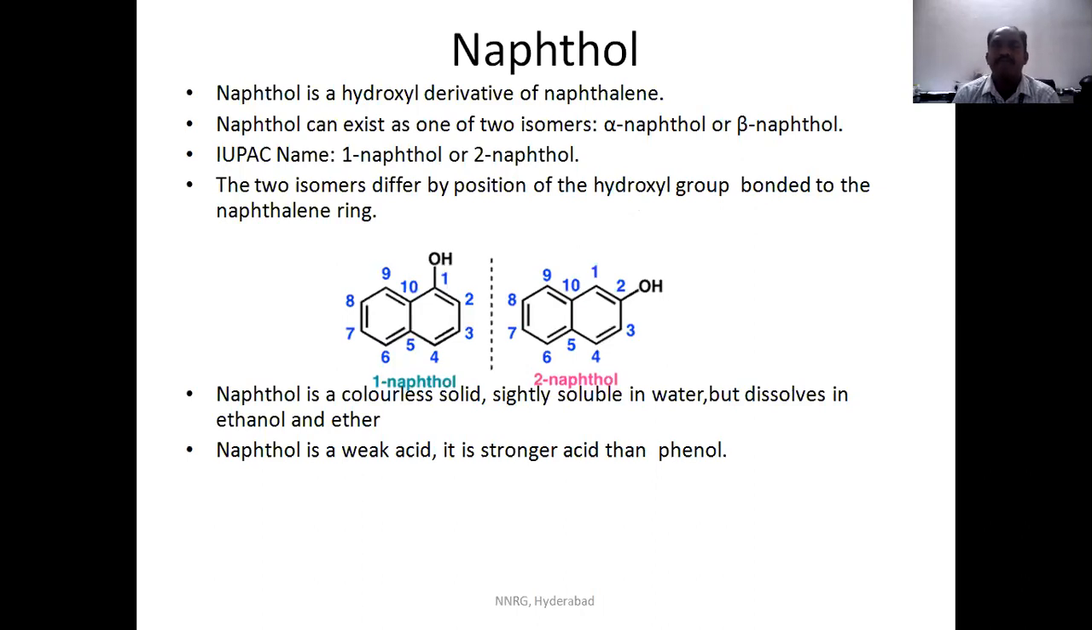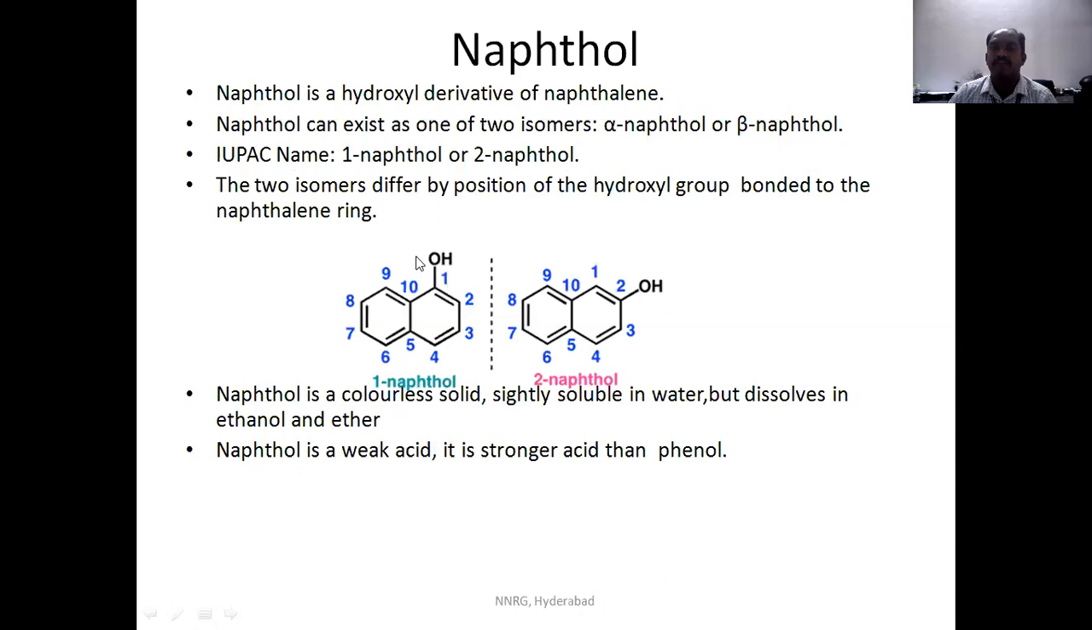Naphthol is a derivative where a hydroxy group is attached to naphthalene. So it is a hydroxy derivative of naphthalene. Naphthol can exist as isomers because the hydroxy group can be attached at the first position or the second position. It may give rise to alpha naphthol or beta naphthol. So alpha naphthol or beta naphthol can be called 1-naphthol or 2-naphthol. The IUPAC name is 1-naphthol or 2-naphthol, and it is commonly called alpha naphthol.